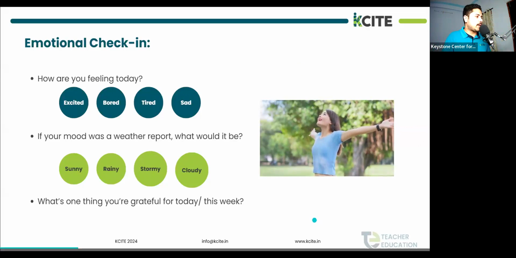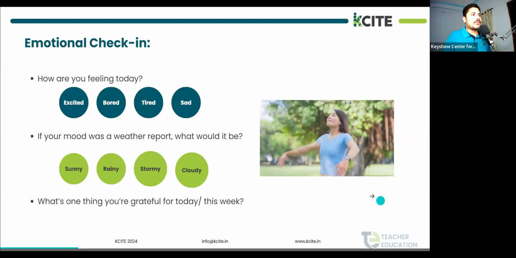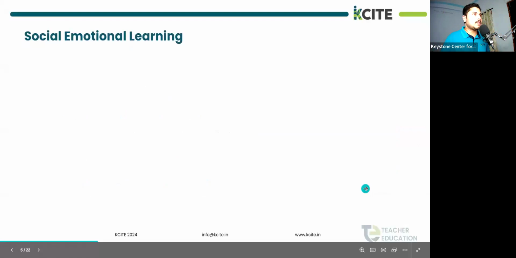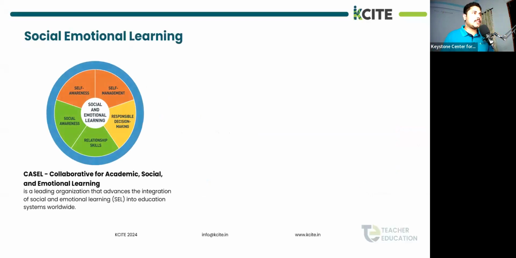Now we'll move to the next part. This session is all about this particular thing. Last time also I said social emotional learning is really important for all of us to know. CASEL, the Collaborative for Academic, Social and Emotional Learning, is an organization in the US. They actually started this concept of social emotional learning, and now they have expanded it to different parts of the world.